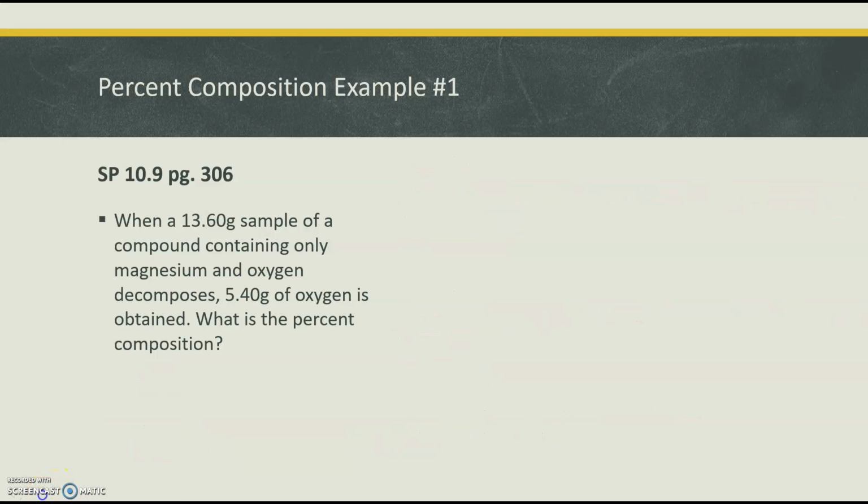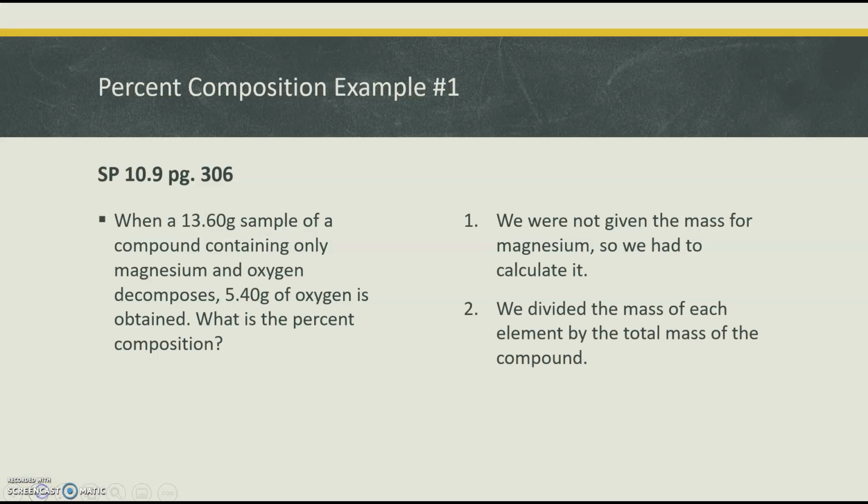Let's look at those steps one more time. First, we were not given the mass for magnesium, so we had to calculate it by subtracting the mass of oxygen from the total mass given. After this, we divided the mass of each element by the total mass of the compound. This gave us a decimal. We multiplied that decimal by 100 to get the percent.